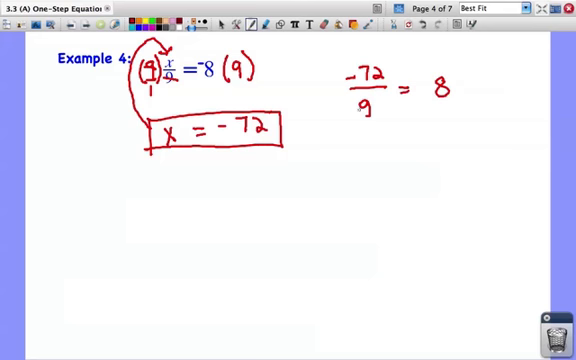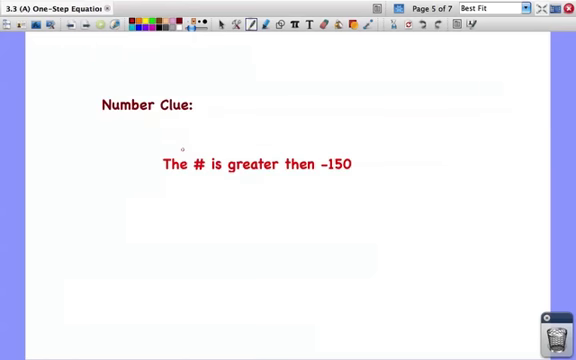I have a negative divided by a positive. I'm dividing different signs, so that's negative as well. -8. And look, -8. So we are correct. Real quick, your number clue for this lesson: the number is greater than -150.